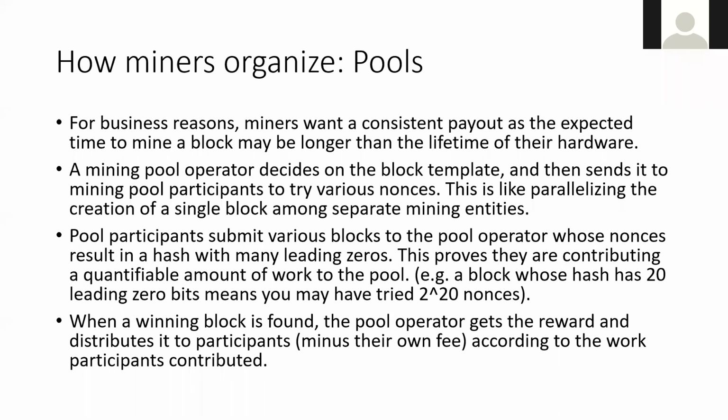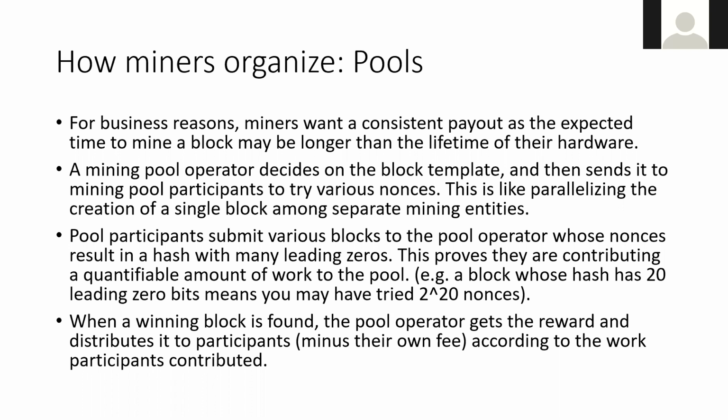So then you might ask, okay, how do we know how to reward people for the amount of work they're putting in? Well, it turns out that these pool participants can submit blocks to the pool operator whose nonces result in a hash with many leading zeros, but not good enough to submit to the Bitcoin network. And this proves that they're doing a certain quantifiable amount of work. So that way you can have a great deal of variation among these pool participants in terms of their hash power, and reward them appropriately.